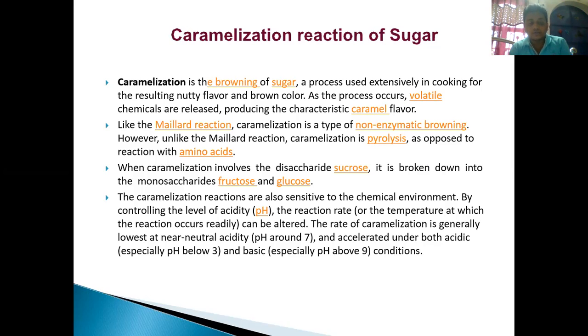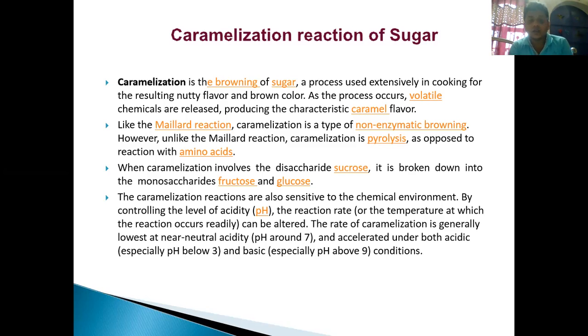All of you are requested, please see in your books what the enzymatic browning reaction is and what the non-enzymatic browning reaction is. Okay. Now, when caramelization involves the disaccharide sucrose, it is broken down into the monosaccharides fructose and glucose.